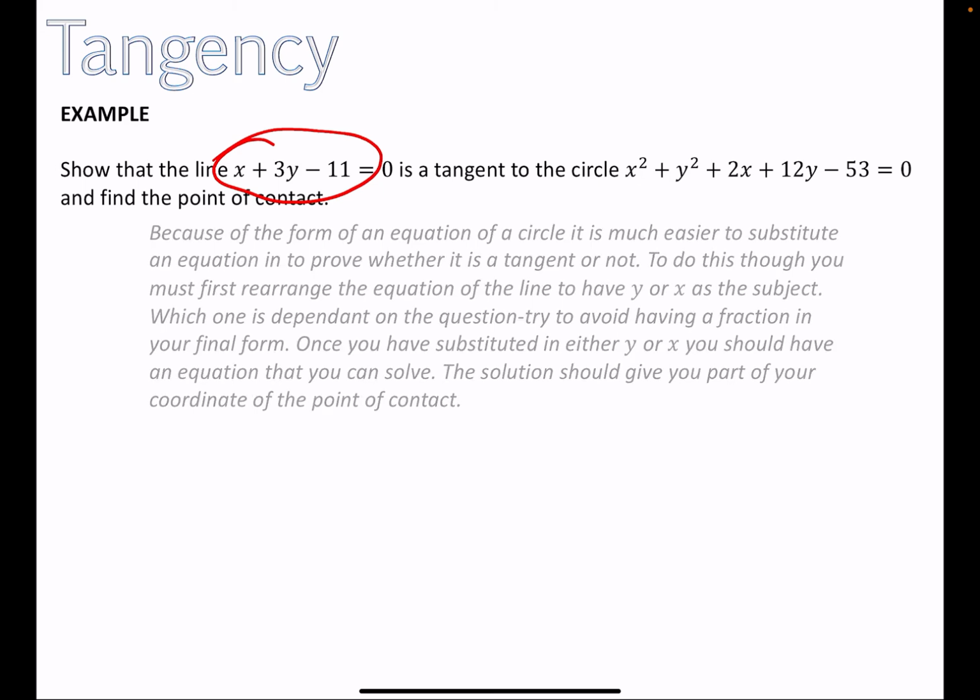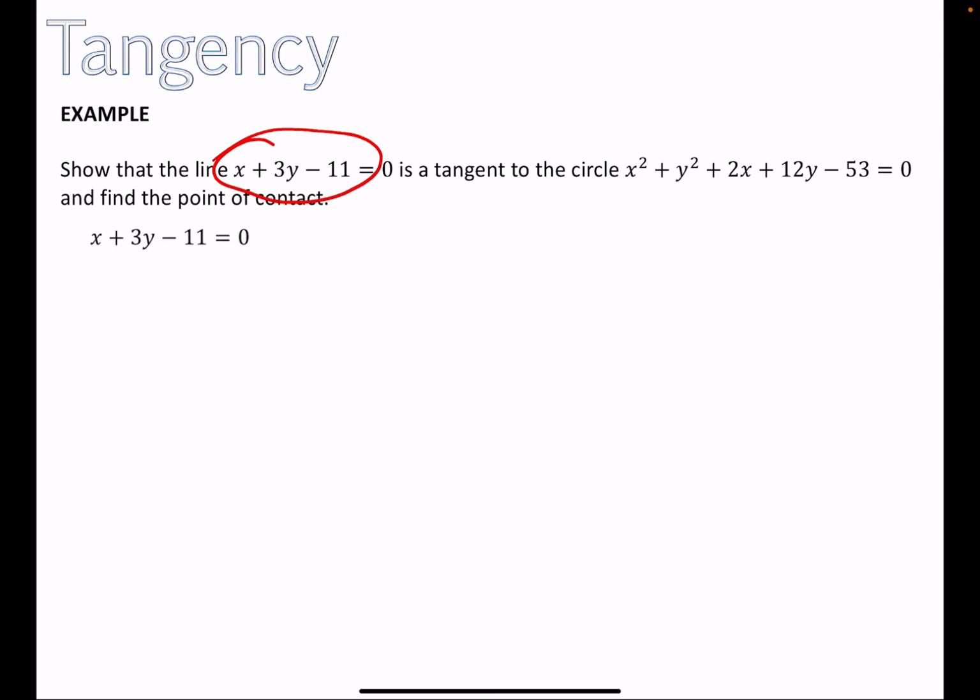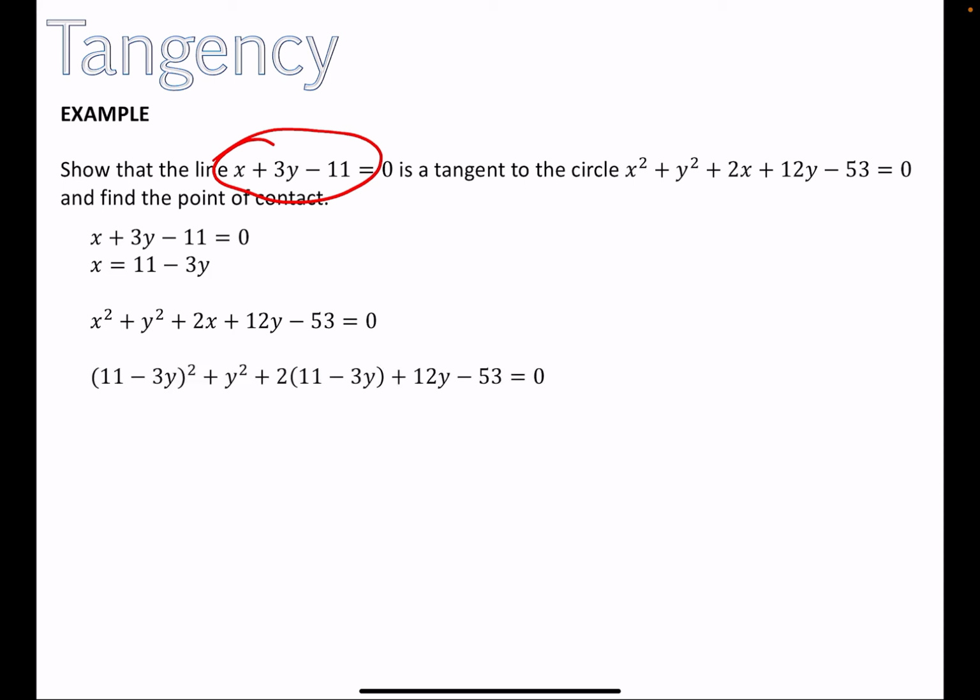Okay, so first of all, we're going to rearrange this equation for x, and it's just going to be 11 minus 3y, which is easier to work with than what the y would be, which would be 11 minus x over 3. That's not very nice. Okay, and we're going to pop that in place of all of our x's in the circle equation. So all the x's come out, so the x comes out here, and we replace it with 11 minus 3y. We still square it, we've still got the y squared, and then we're going to do 2 x's, so 2 of our 11 minus 3y's, add on 12y, take away 53, equal to 0.